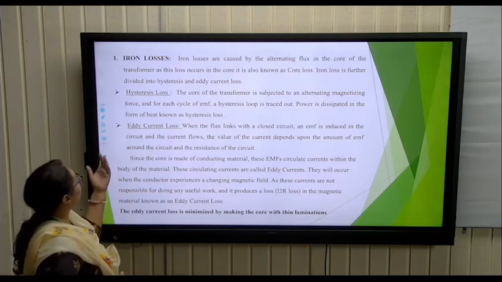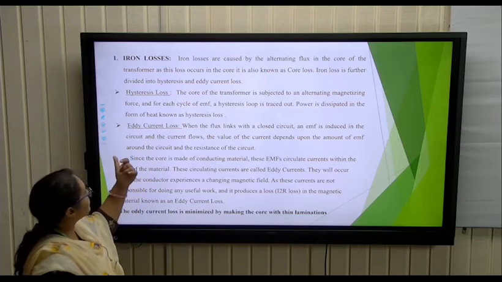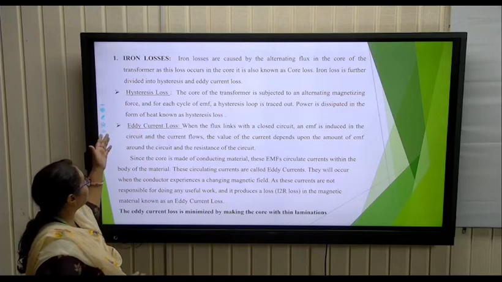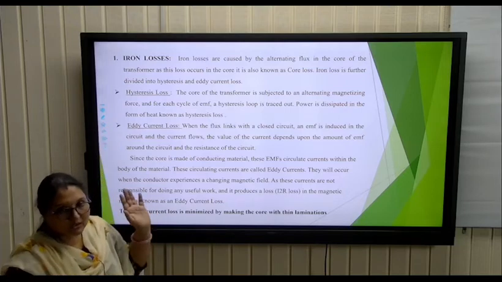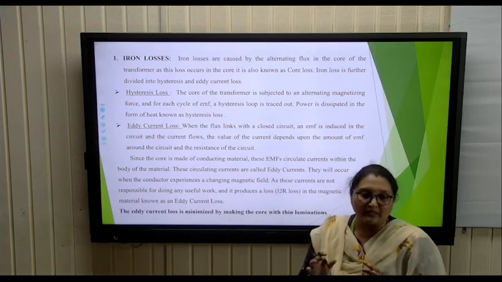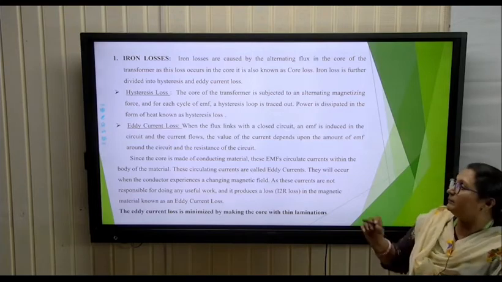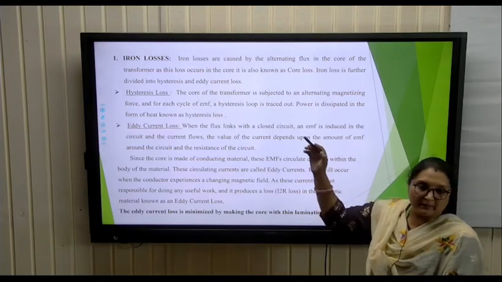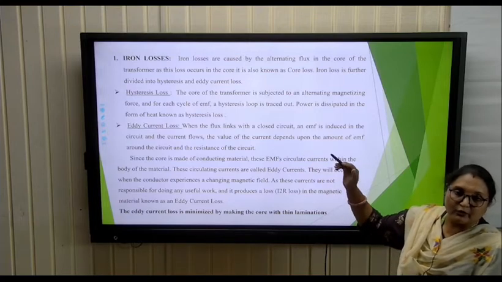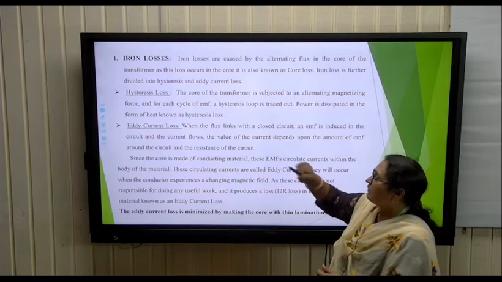Okay. So iron losses are caused because of the fluxes in the core, and these are also called core losses, further divided into hysteresis and eddy current losses. So this is specifically confined to the core. While constructing a transformer, it is important to keep these losses as minimum as possible. This is basically a design consideration, like what should be the material of the transformer core so that we can reduce these iron losses.